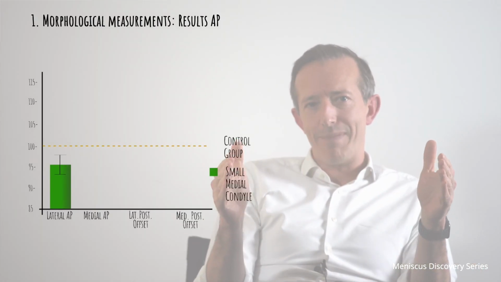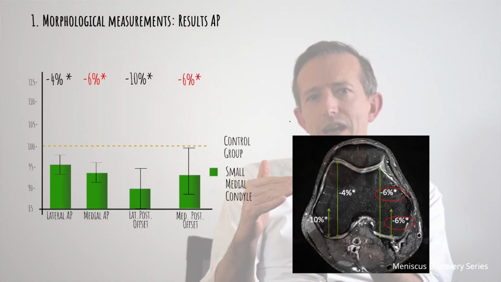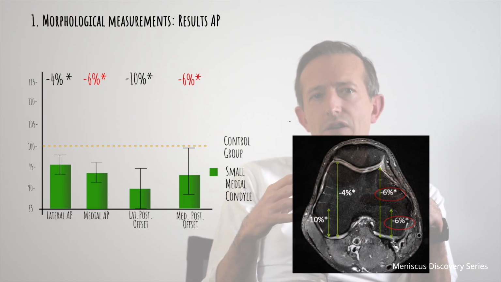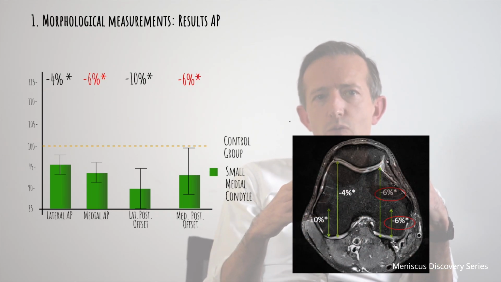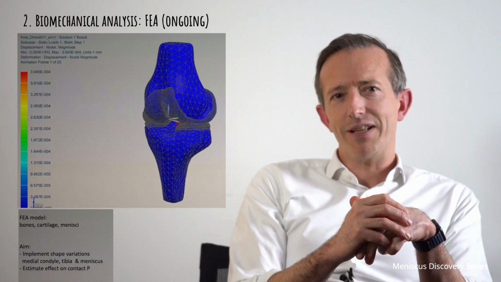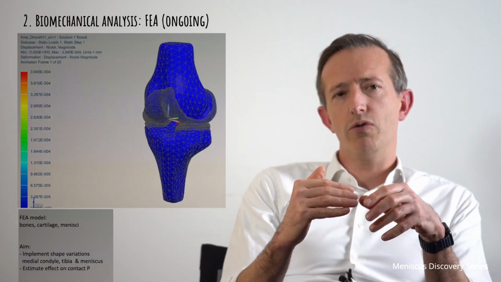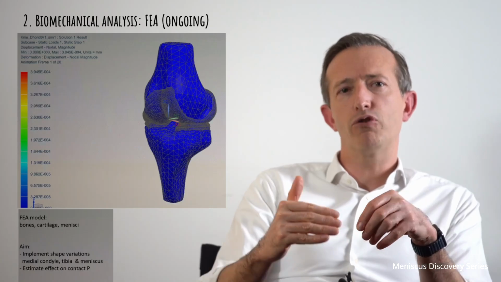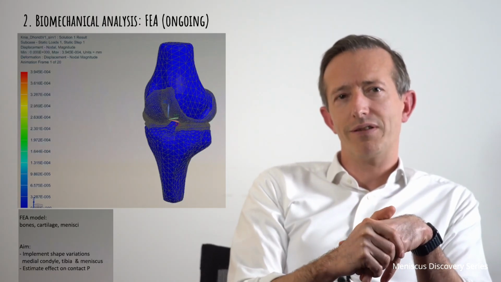Not only in the ML direction, but also in the AP direction, these differences were observed. Basically, these knees are smaller AP-wise in the medial compartment and in the lateral compartment. Work in progress on a finite element analysis, showing you the impact of the small medial condylar morphotype on the load of the medial compartment, is still in progress.